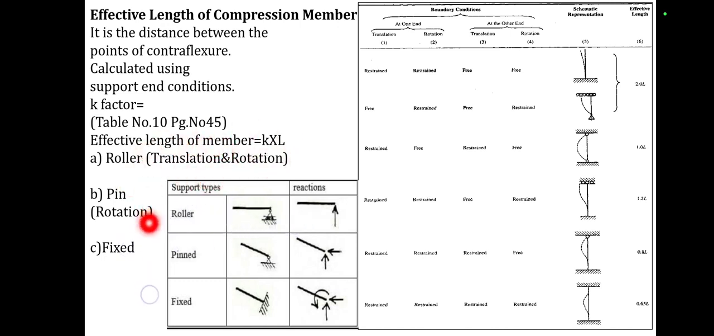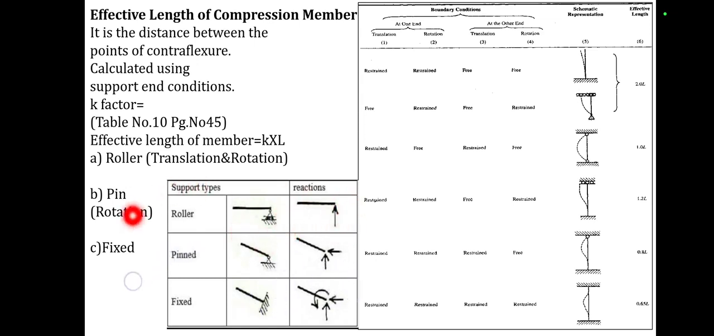Then there are three types of supports. Depending upon these supports, there are three types of reactions, and then we will study from the table how to calculate the effective length for each and every condition. Our first support is the roller support. Here the roller support is subjected to rotation and translation. Here the reaction is 1.